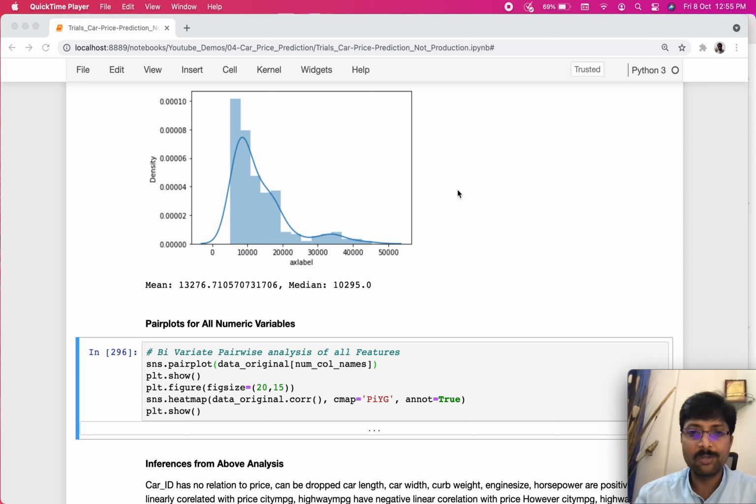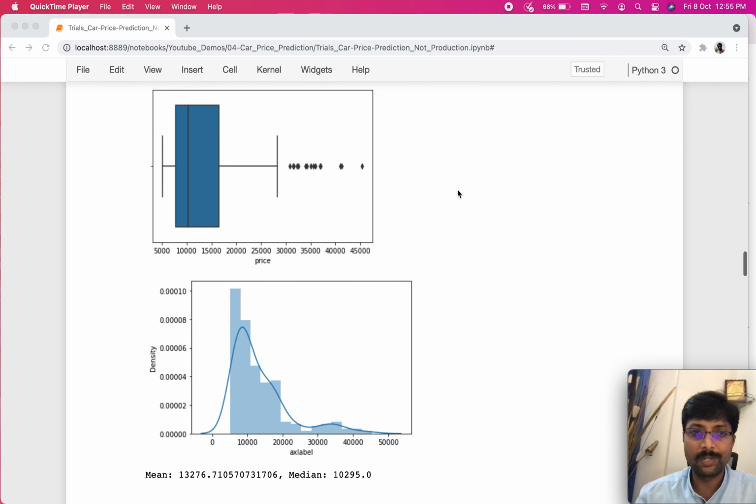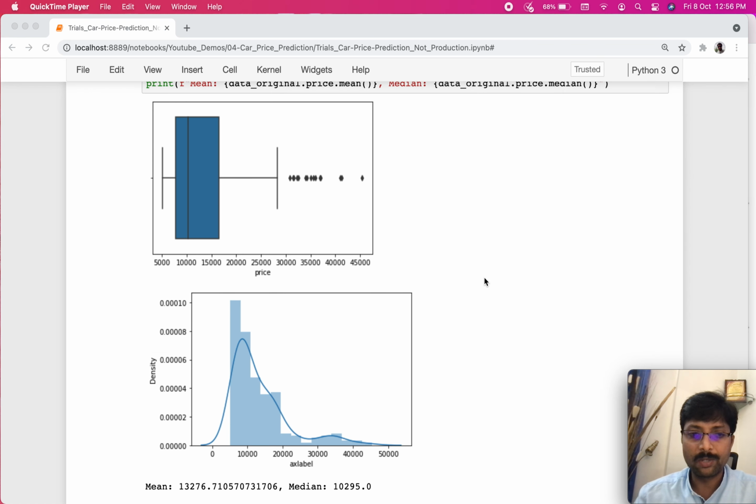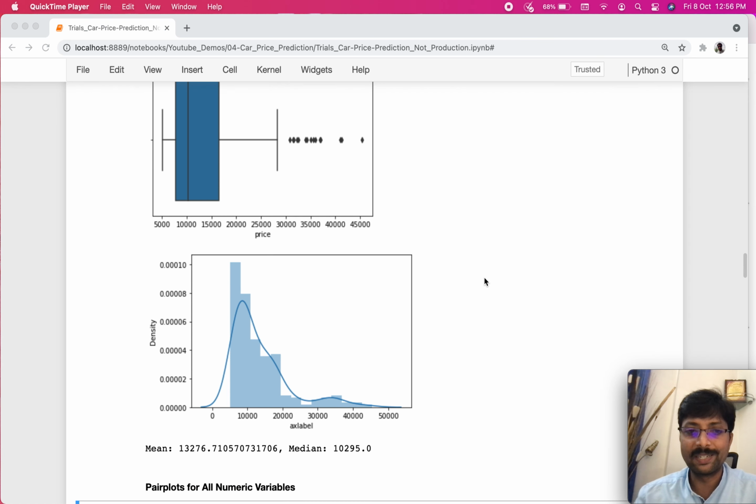So other parameters can also be analyzed in similar lines. If you want to really take a closer look at one particular variable, we could use these kinds of techniques to look at box plots or the distribution plots. So it's a kind of analysis called univariate analysis. You're trying to analyze the variable on its own and how that is distributed by itself, right?